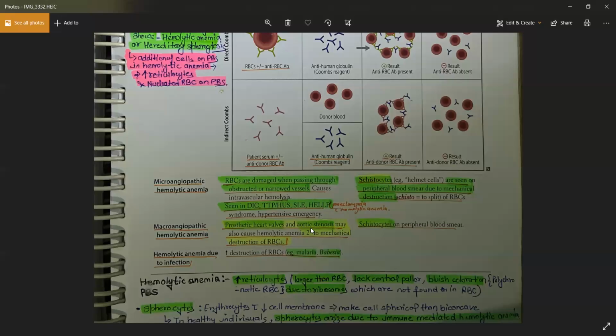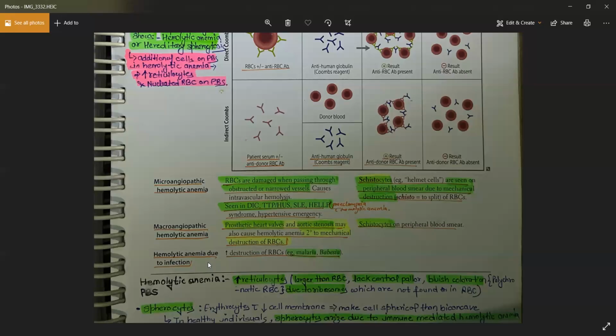And what you will see is the schistocytes on the peripheral blood smear, and you call them the macroangiopathic hemolytic anemia. So please remember, the macroangiopathic hemolytic anemia is because of the mechanical destruction. Okay, very important. And the microangiopathic hemolytic anemias are because of the microthrombi mainly.